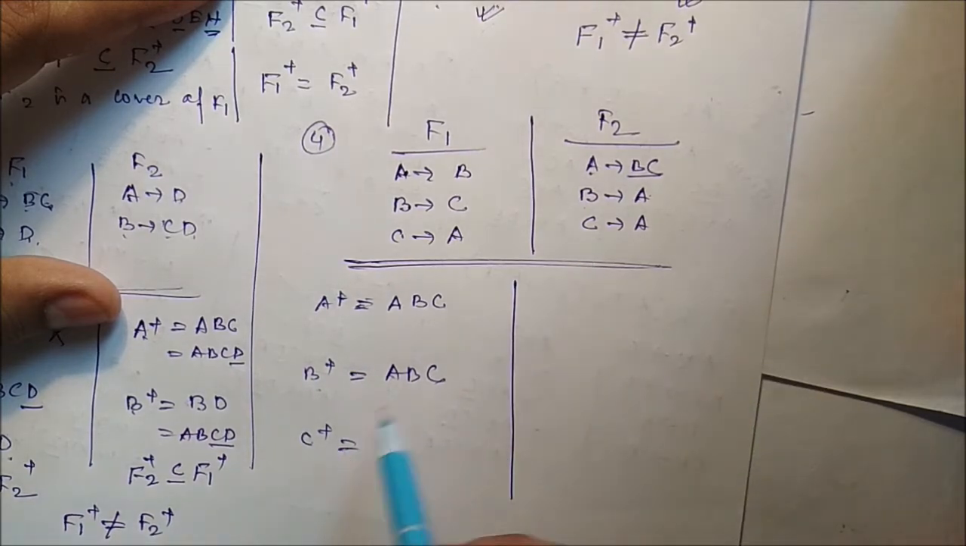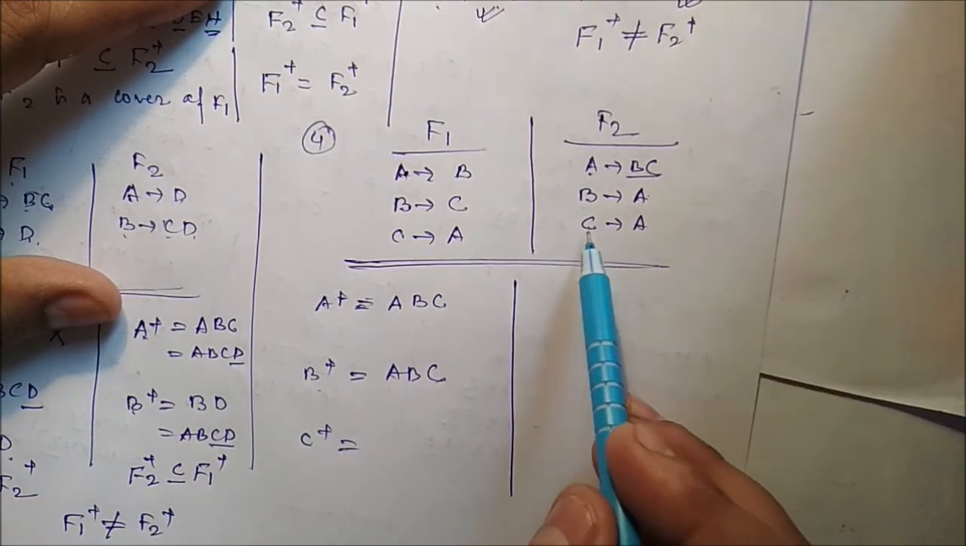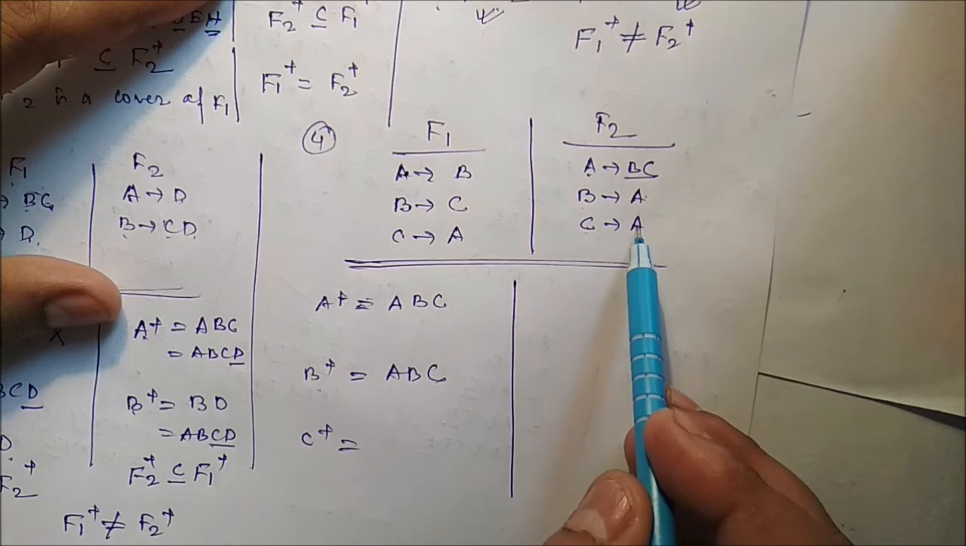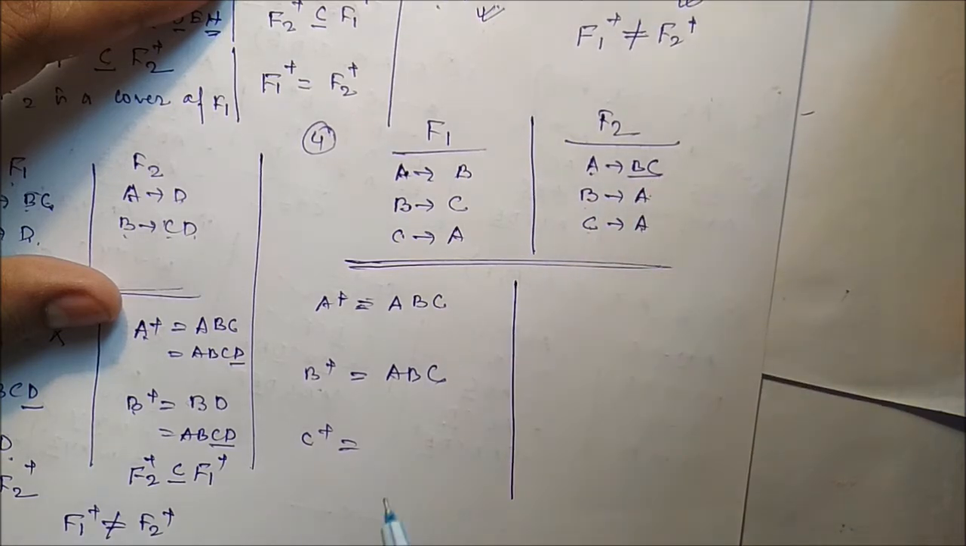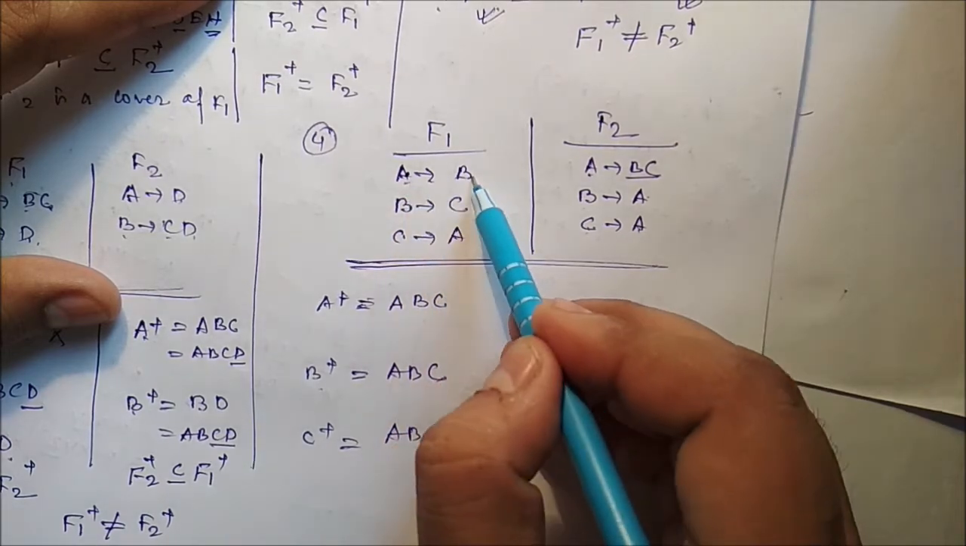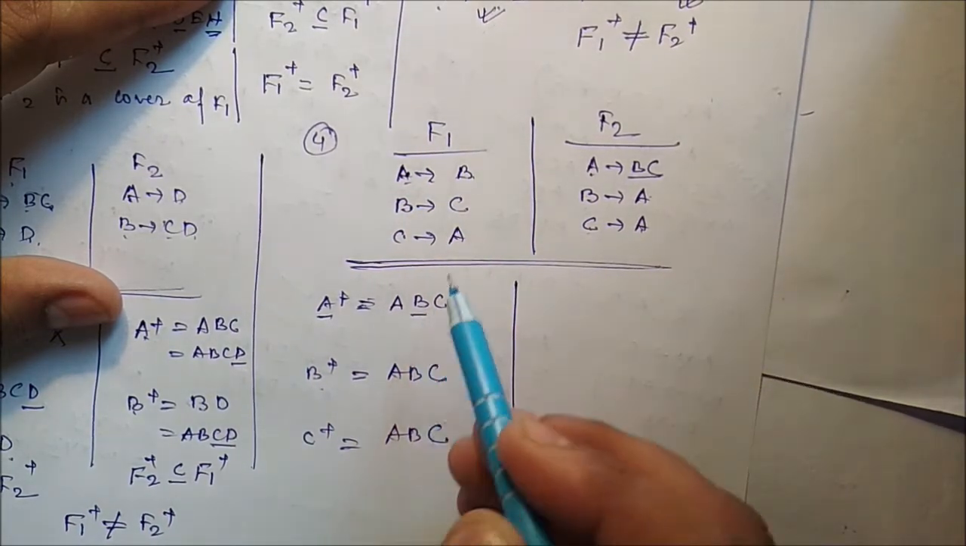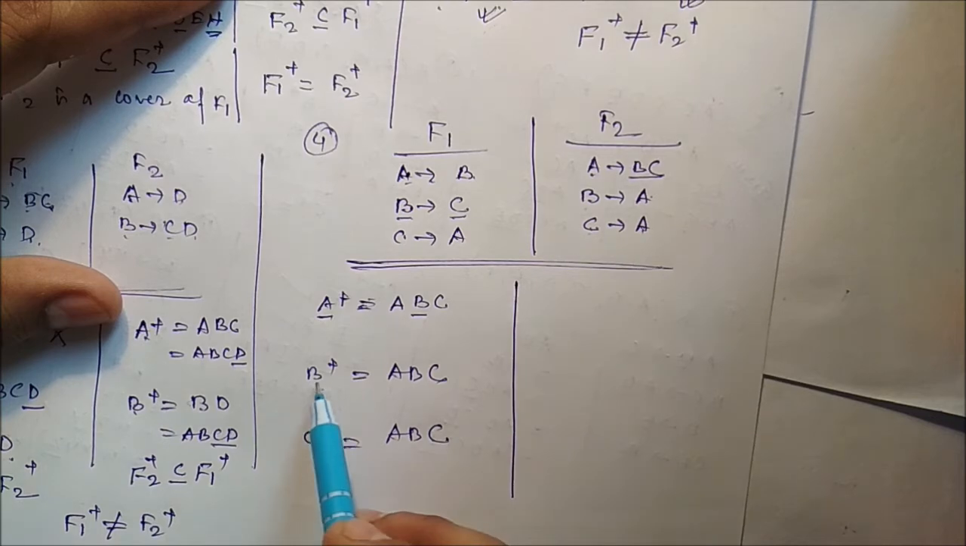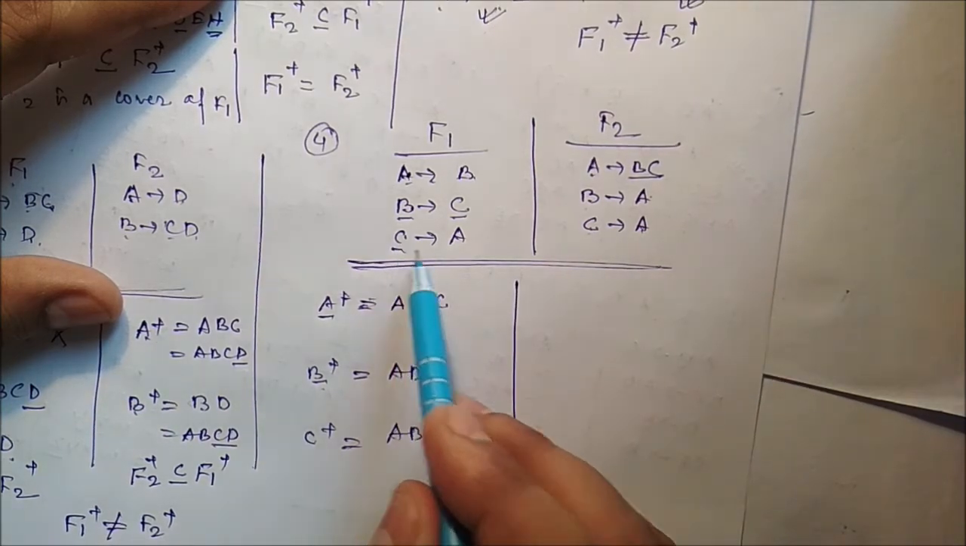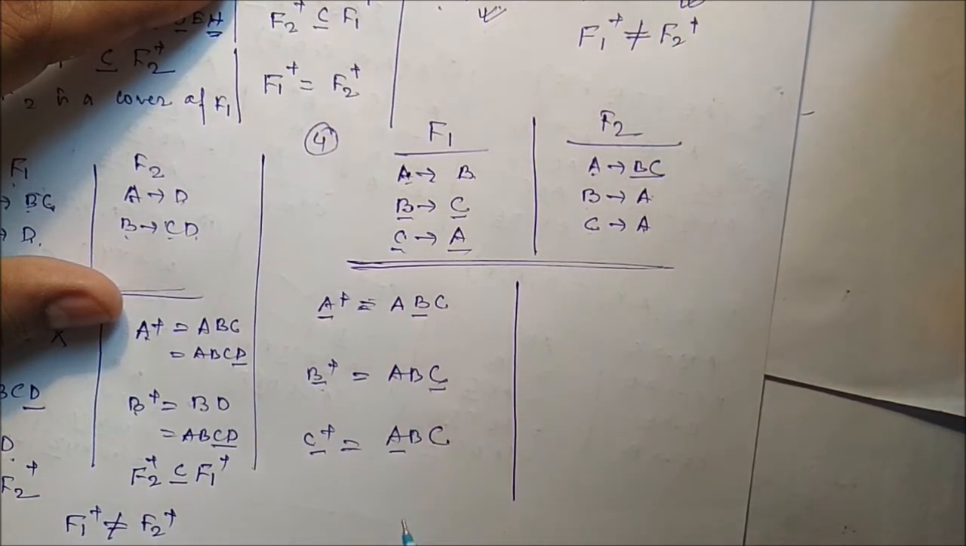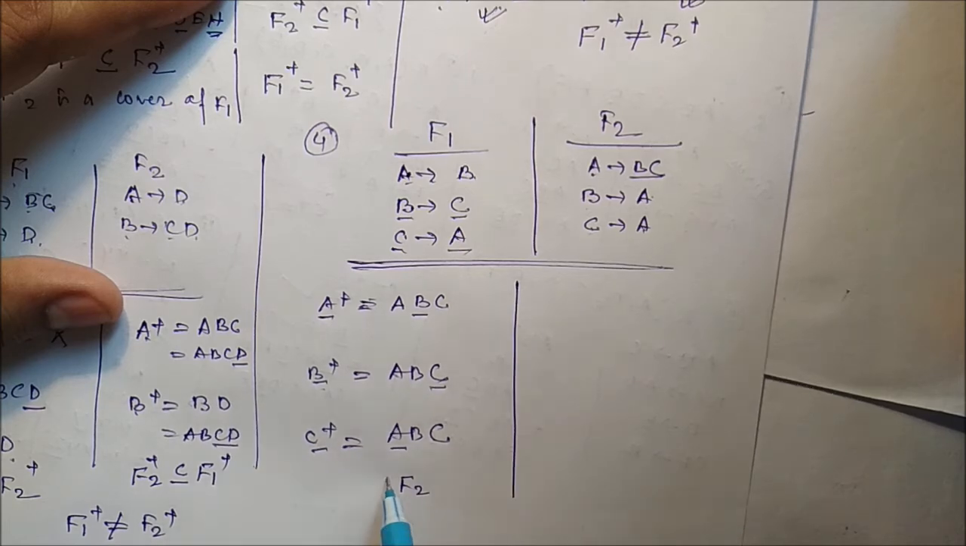And for the C closure, we can identify C as well as A, and if we can identify A we can identify BC. That means it is ABC. Now here I have to check: using A we can identify B, using B we can identify C, using C we can identify A. That means we can say F2 is a cover of F1.